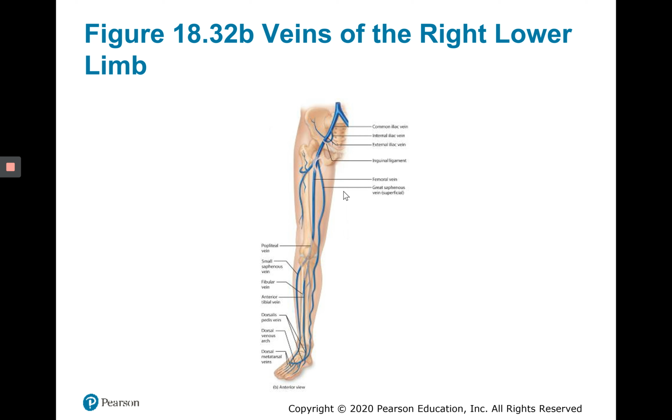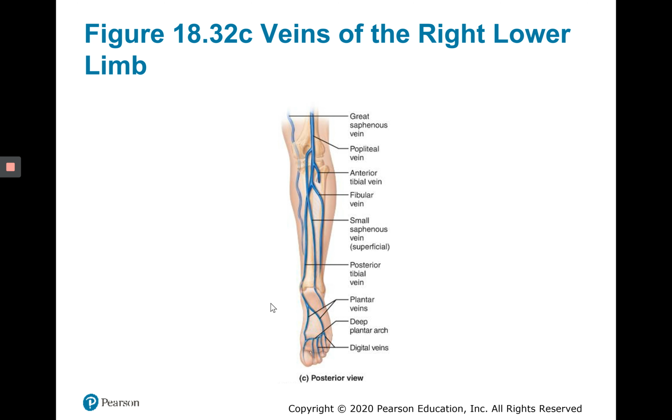Here are just some diagrams of veins of the right lower limb. So let's look at some terminology. We had a popliteal artery, where we have a popliteal vein. We had an anterior tibial artery, where we have an anterior tibial vein. So a lot of things are going to match up, and we have a lot of vein pathways that match up with artery pathways. Here's just the foot. So we do have plantar veins as well. Digital veins would be the toes. And that is it.